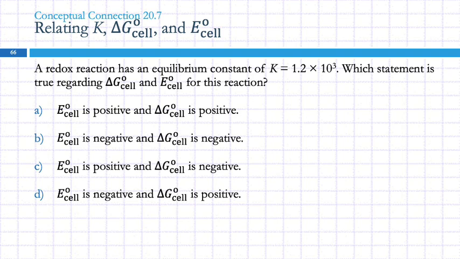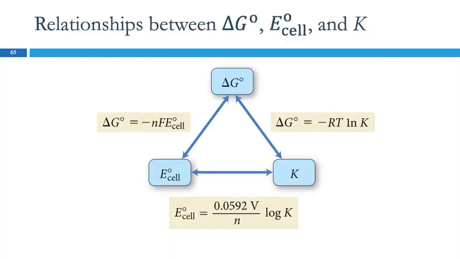Redox reaction has an equilibrium constant of K is equal to 1.2 times 10 to the 3. Which statement is true regarding delta G and E cell for this reaction? So K is a big number. Is the log of a big number positive or negative? I don't know. Well, let's just try a big number, right? So I'm going to take the log of 5,000. Oh, that's a positive number.